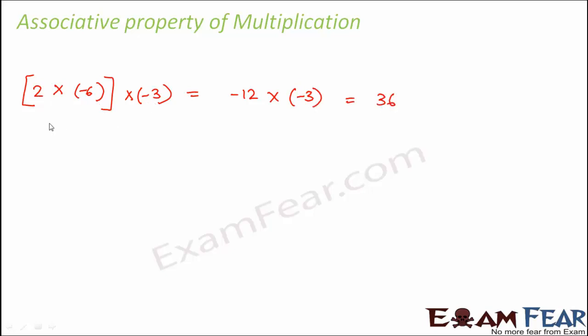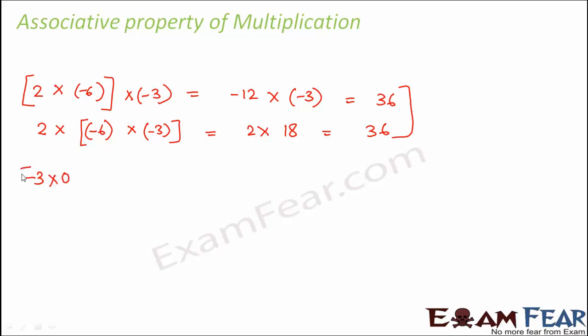Now if we change the order of these three integers, that is we keep 2 first, but then we perform the multiplication of minus 6 and minus 3 first. So we first multiply these two. So 2 into 18, and the result here is also 36. So in both the cases, the result remains the same. Let's try with more integers. Let's say minus 3 into 0 multiplied by minus 5. So how much do you get? 0 into minus 5, which is equal to 0. Now let us just change the order in which we carry out multiplication.